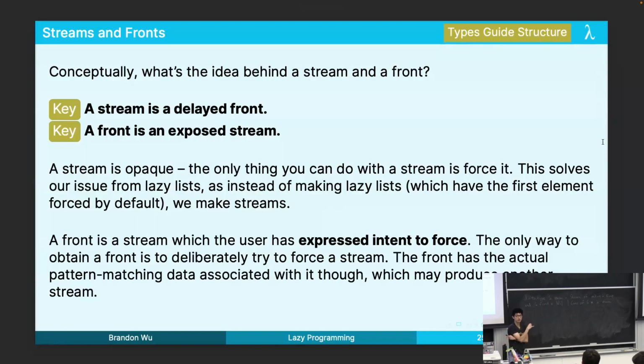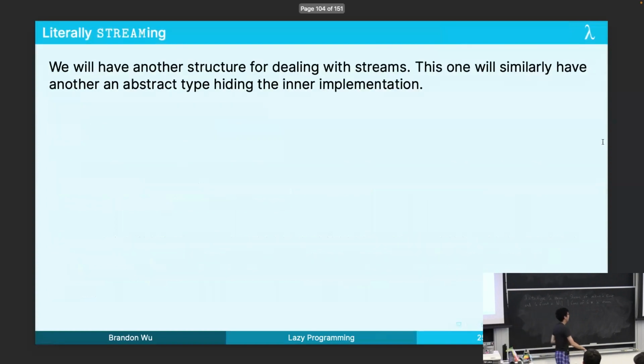Let's start with the stream. Stream will be the canonical thing. The point is that a front is like a degraded stream where we have expressed intent to force, but the stream comes first. That's a good question, because we can start from anywhere. If we started with the front, we'd have the same issue. We just solved it off by one, really, is what we did.